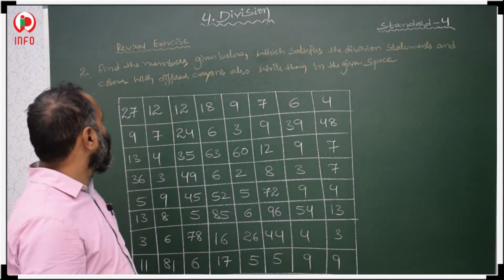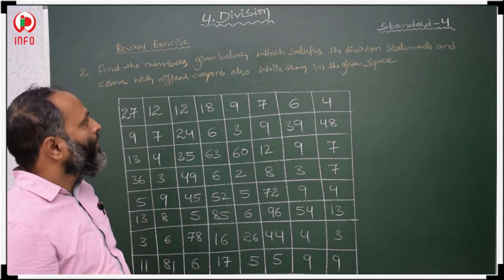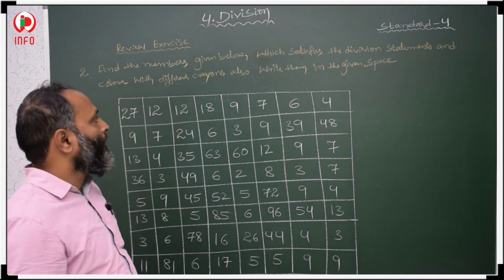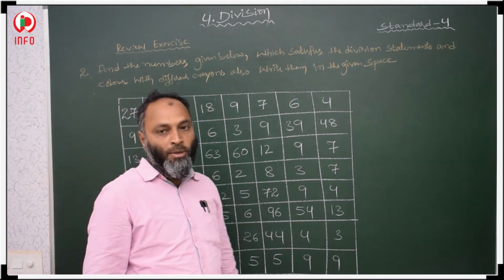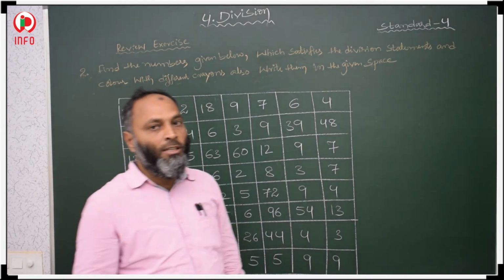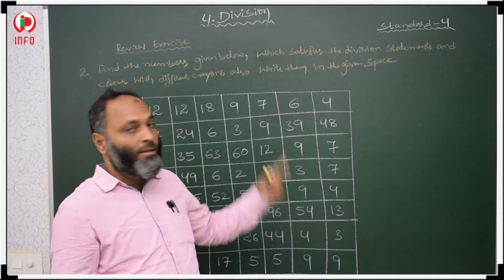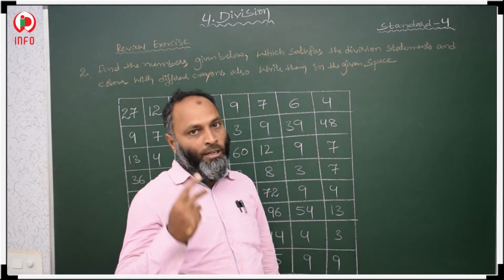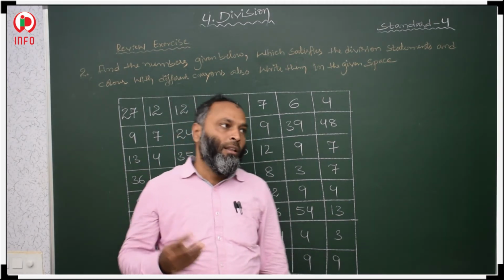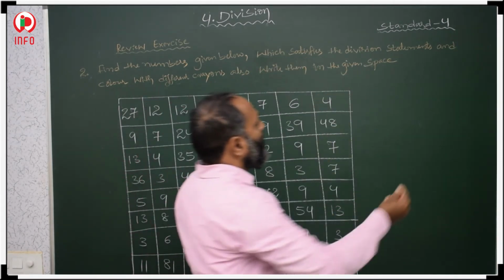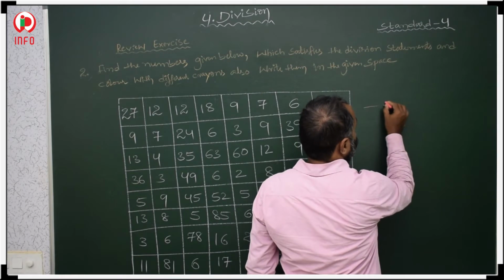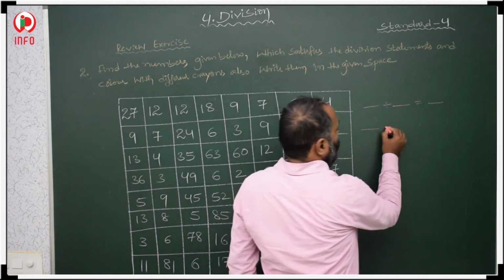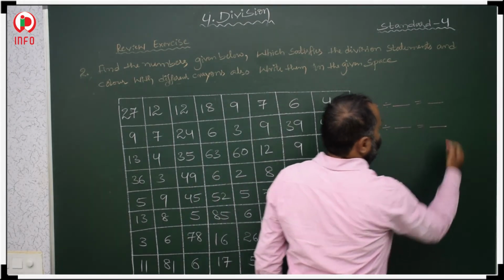In the review exercise, second question: find the numbers given below which satisfy division statements, and color them with different crayons. Also find them in the given space. Space is given in the textbook. In that space you have to write the division statements. What is a division statement? Dividend is equal to divisor into quotient plus remainder. Otherwise, you have to take a bigger number first. This number divided by this number is equal to what number will come.